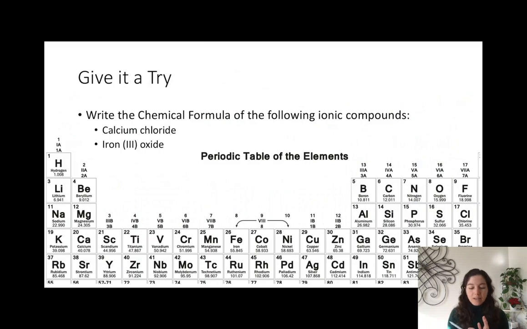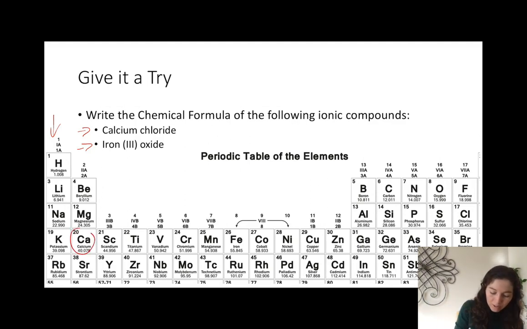Okay, so let's give this a try here. Write the chemical formulas for these ionic compound names. So use the periodic table down here in order to find out the chemical formula for calcium chloride and iron 3 oxide. Remember, you're going to need to find the charges on these, and you're going to need to cancel the charges out, or you can use the drop and swap method to determine the numbers of each atom in the chemical formula. All right, let's take a look at calcium chloride.